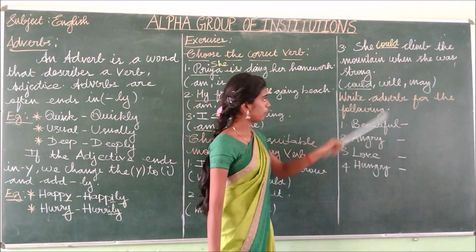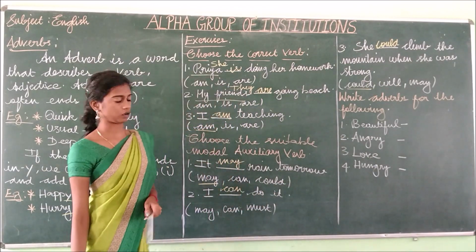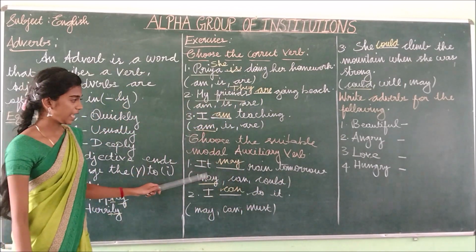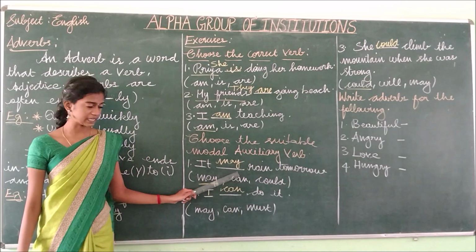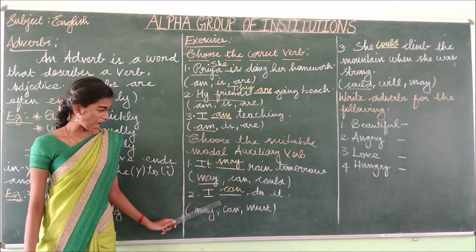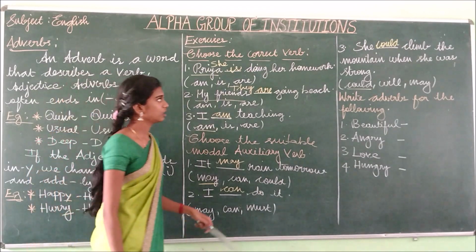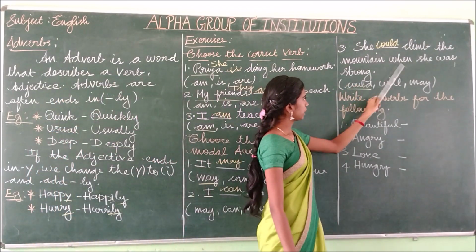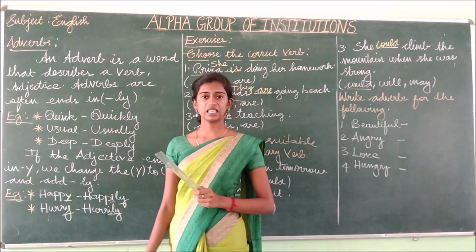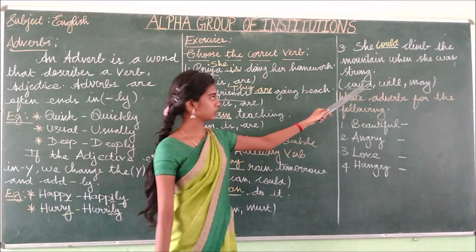She could climb the mountain when she was strong. So I understand these 3 sentences. It may rain tomorrow. So this sentence indicates the possibility. I can do it. And this sentence indicates the ability. She could climb the mountain when she was strong. And this sentence indicates the past form. So we have used could.